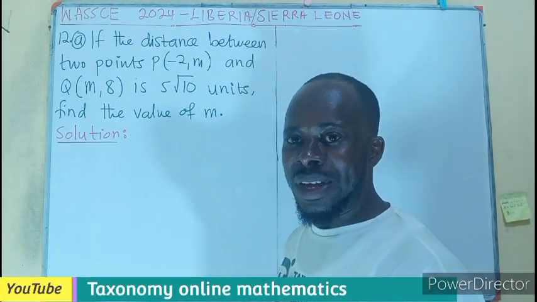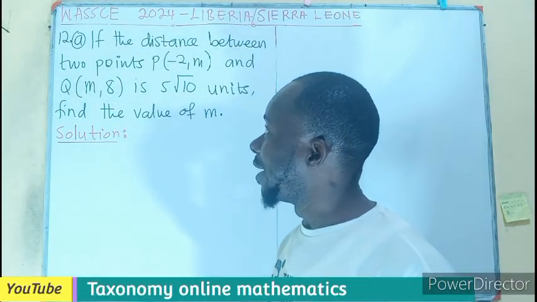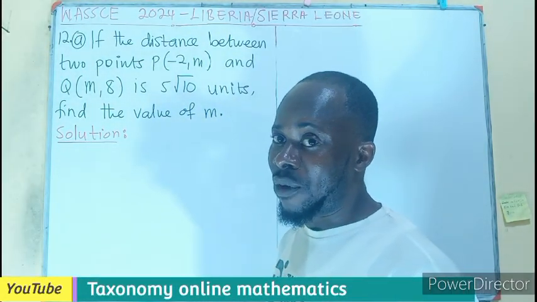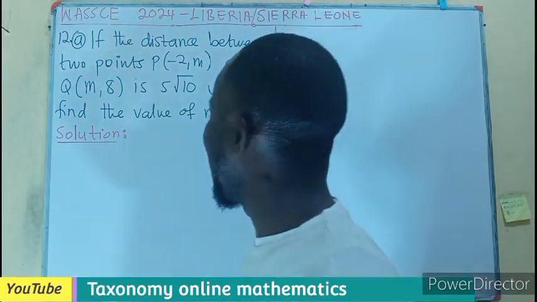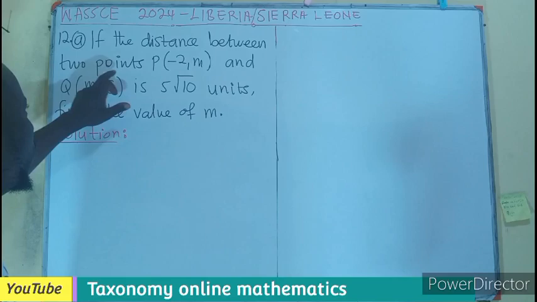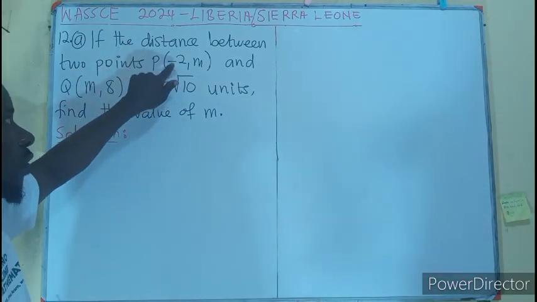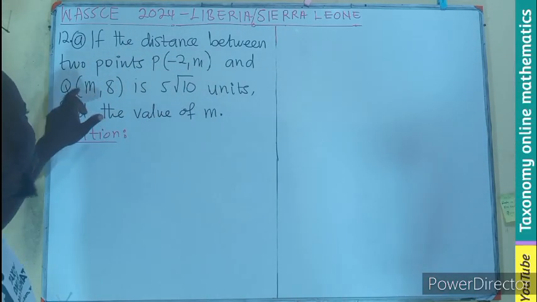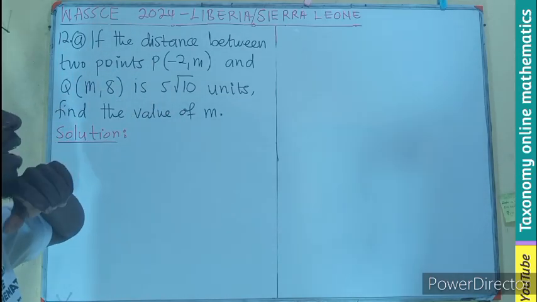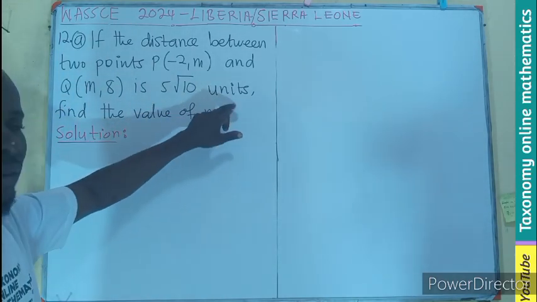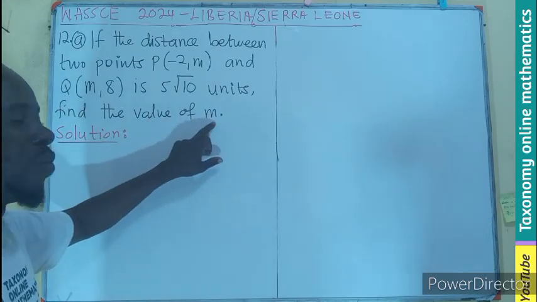Okay, this will be easy. That's question 12A of WASSCE 2024 for Sierra Leone and Liberia. So we are saying that if the distance between 2 points P, which is (-2, m), and the point Q, which is (m, 8), is given as 5 root 10 units, so we have to find the value of what?